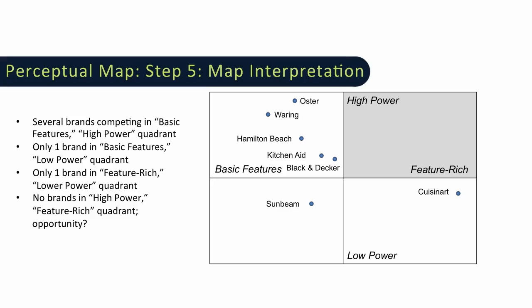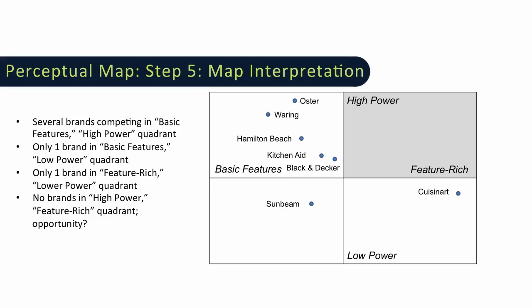Being alone in a quadrant can be desirable because it means that consumers perceive you to be the only brand with that combination of attributes. For example, if you were a chef who wanted many features, you could be naturally drawn toward the Cuisinart. You would not perceive the blenders in the other quadrants as relevant substitutes.